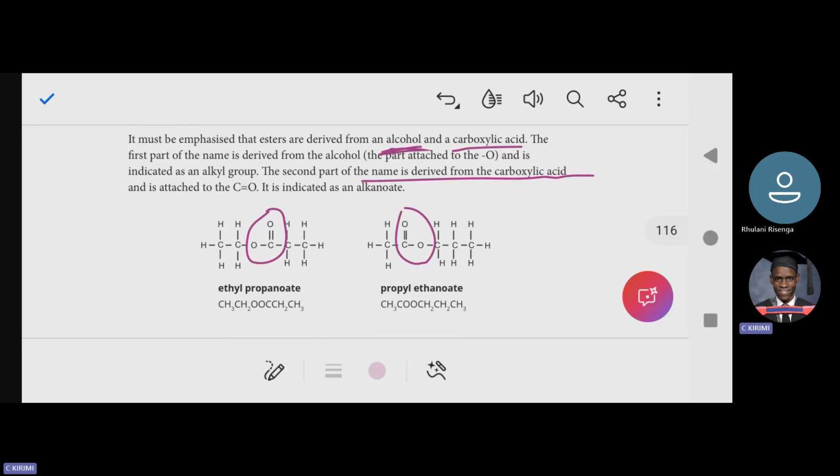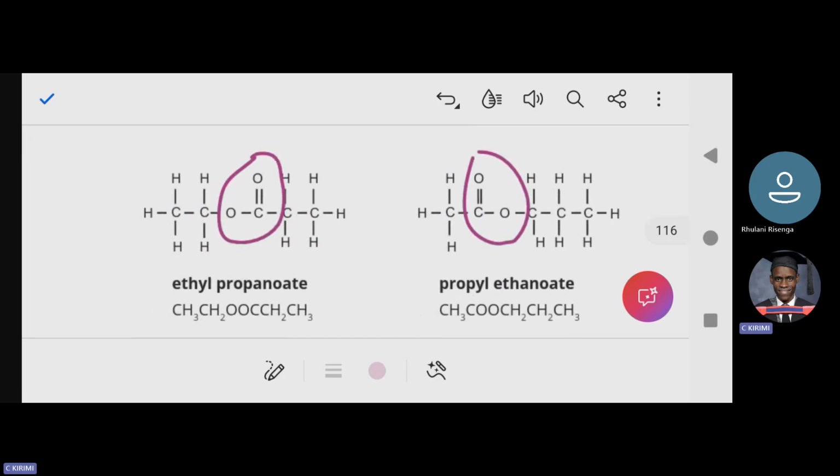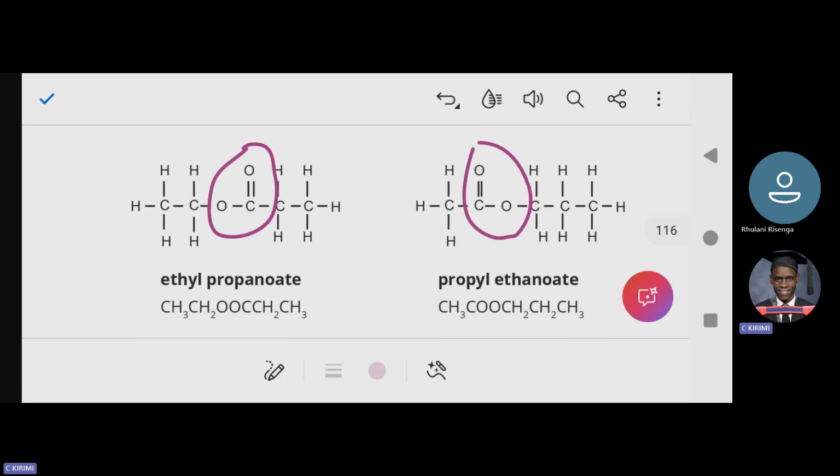Any question there? I have none. And the way you are writing the condensed structural formula is the way you are seeing it. CH3, you are seeing CH3 there, and also you put your CH3, CH2, CH2, OOC, CH2, CH3. The same way you are seeing it there on the screen. That's how you also write it from the structure. CH3, COO, CH2, CH2, CH3. Then you are done. It's very easy organic.